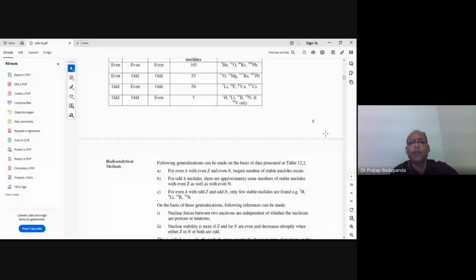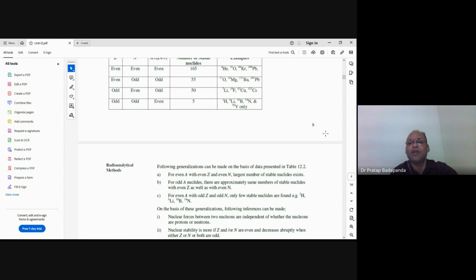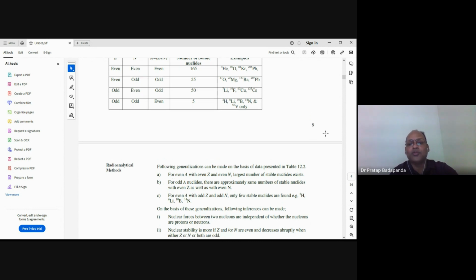For odd nuclides, approximately the same number of stable nuclides are there. So for even A with odd Z, it will come down to the third point: even N, even A, odd Z. And the fourth one, odd A, even Z. If that is the case, it will come down to this situation.